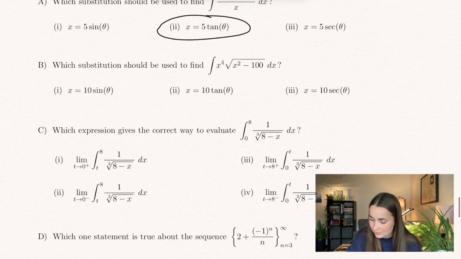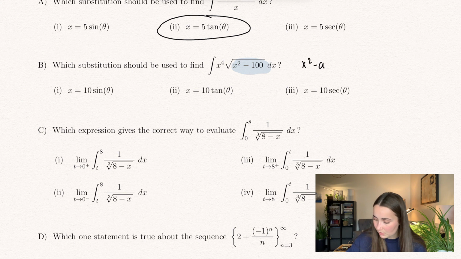Next, which substitution should we use? So here I can see where my substitution is going to be. When we have x squared minus a squared, we're going to use x equals a secant of theta. A in this case is going to be 10. So here we get 3.